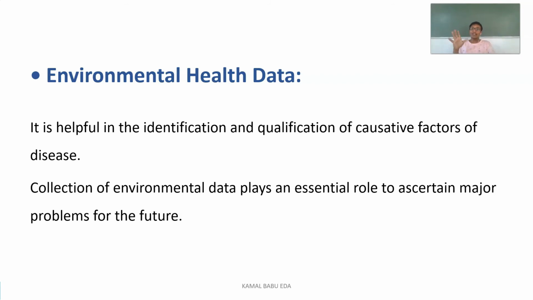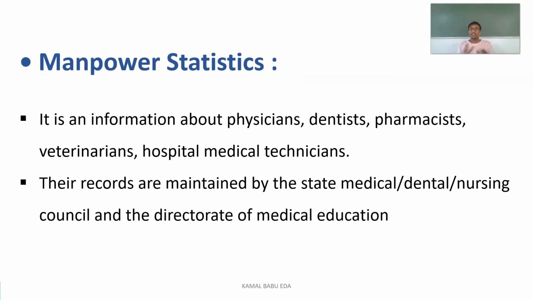So this helps us in the disease control data, mainly to avoid the problems which were coming in the future. Next, manpower statistics. So what are these manpower statistics? Mainly, manpower statistics consist of the physicians, how many physicians are there, how many dentists, how many pharmacists, how many veterinarians, and how many hospital medical technicians are available. These records are mainly maintained by the State Medical and Dental Nursing Council and the Directorate of Medical Education.